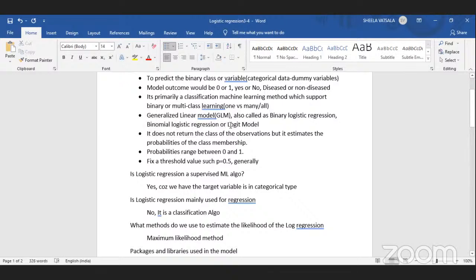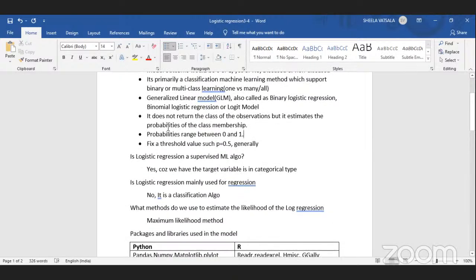Okay, what is meant by logit? We will come forward; today we will understand that. To highlight the qualities of this, it does not return the class of the observation, but it estimates the probabilities of the class membership. It divides the training set based on the class available in the target variable, whether it is 0 or 1. Unlike linear regression, where we get the output in numeric floating values, in logistic regression we get only probabilities of the class.